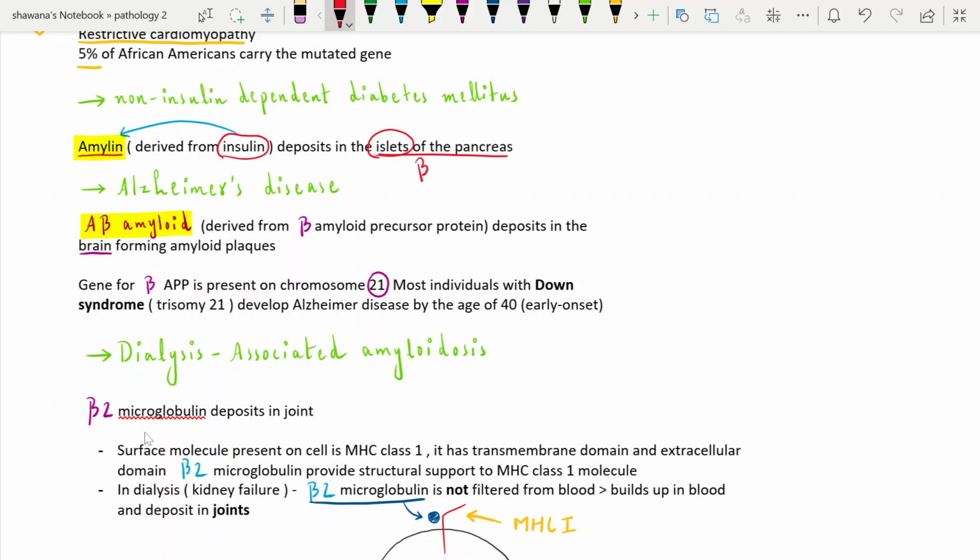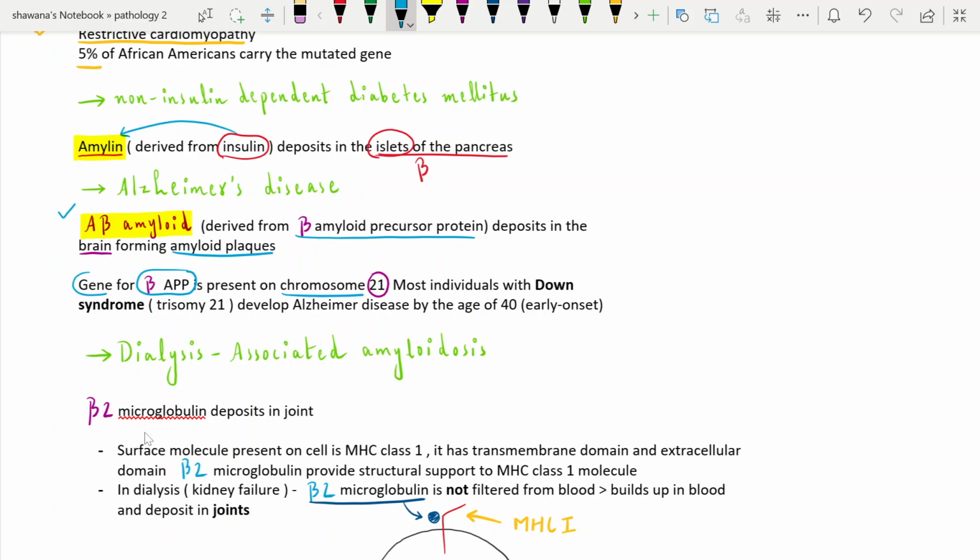Fourth is Alzheimer's disease. In Alzheimer's disease, it's worth mentioning that some proteins are deposited in the brain, forming amyloid plaques. What are those proteins? These are A beta amyloid. A beta amyloid is deposited in the brain in case of Alzheimer's disease, and this A beta amyloid is derived from beta amyloid precursor protein. Why is it worth mentioning the beta amyloid precursor protein? It is because the gene for beta amyloid precursor protein is present on chromosome number 21.